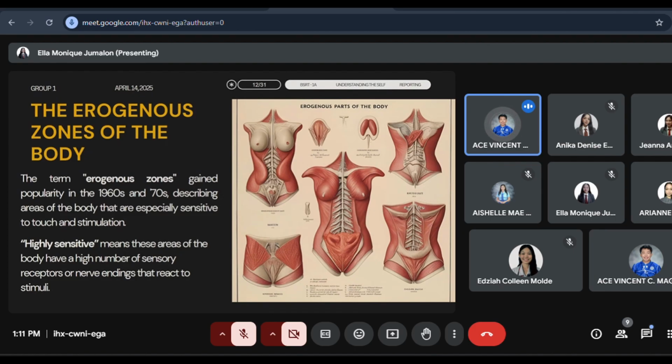We should remember that everyone's sensitivity is unique, so it may differ from yours, and that's why we need to be careful in touching parts of the body. Next, the term highly sensitive means these areas of the body have a high number of sensory receptors or nerve endings that react to stimulus. Next, please.